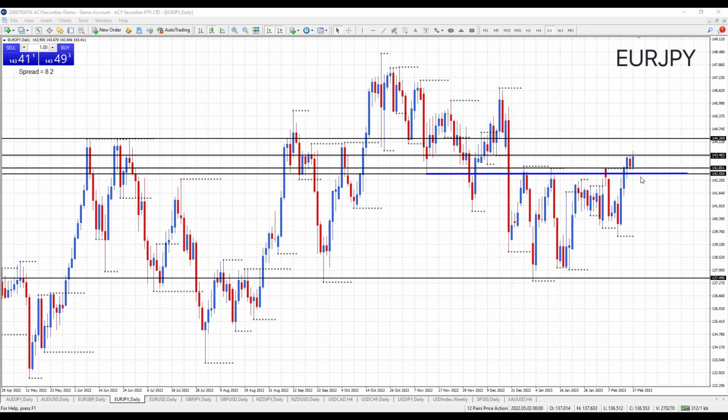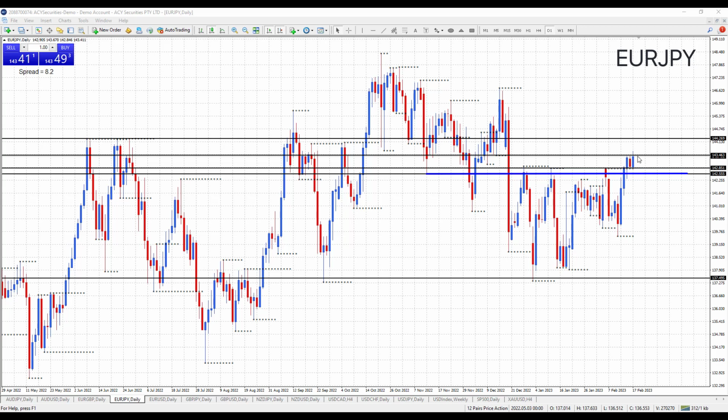Alright, moving on to Euro Yen. Now we had a week up. We managed to break above finally this 142.55 weekly resistance level where we were creating all these tops. Can that advance hold above 142.55 next week?